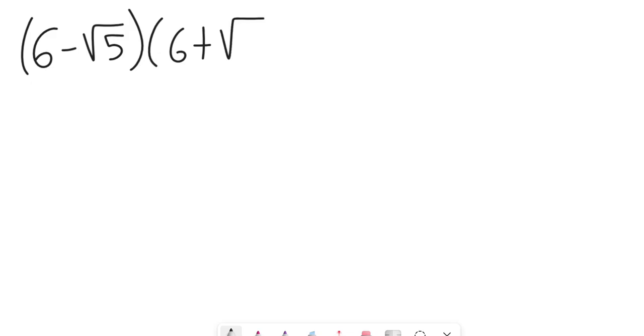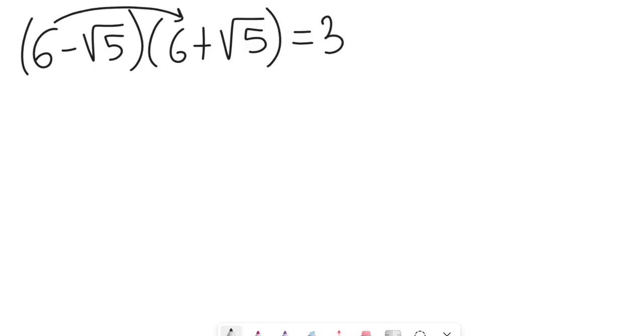Okay, we have last two examples for today. First example is 6 minus radical 5 multiplied by 6 plus radical 5. Now there are two ways to do this. First way is, this looks like a difference between two squares. So we can apply the property a squared minus b squared. But if that's a bit confusing, then we just multiply everything by everything, right?